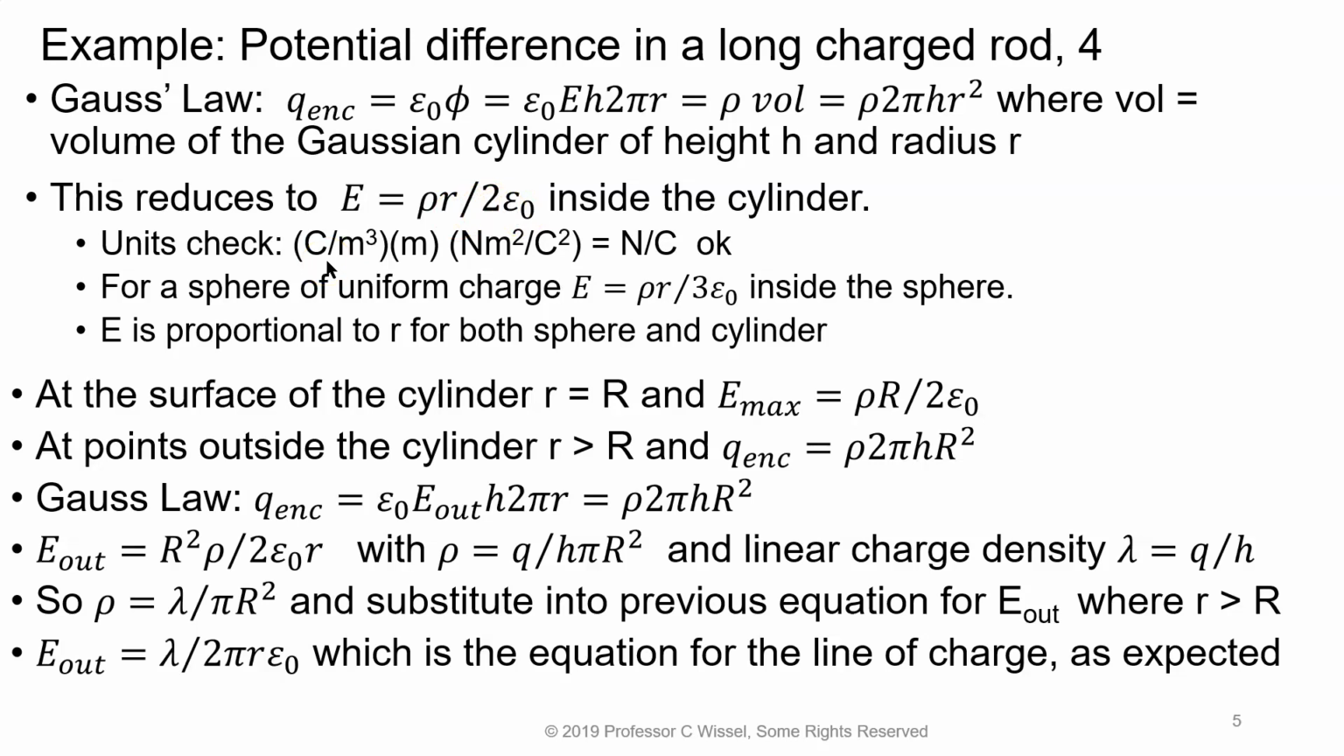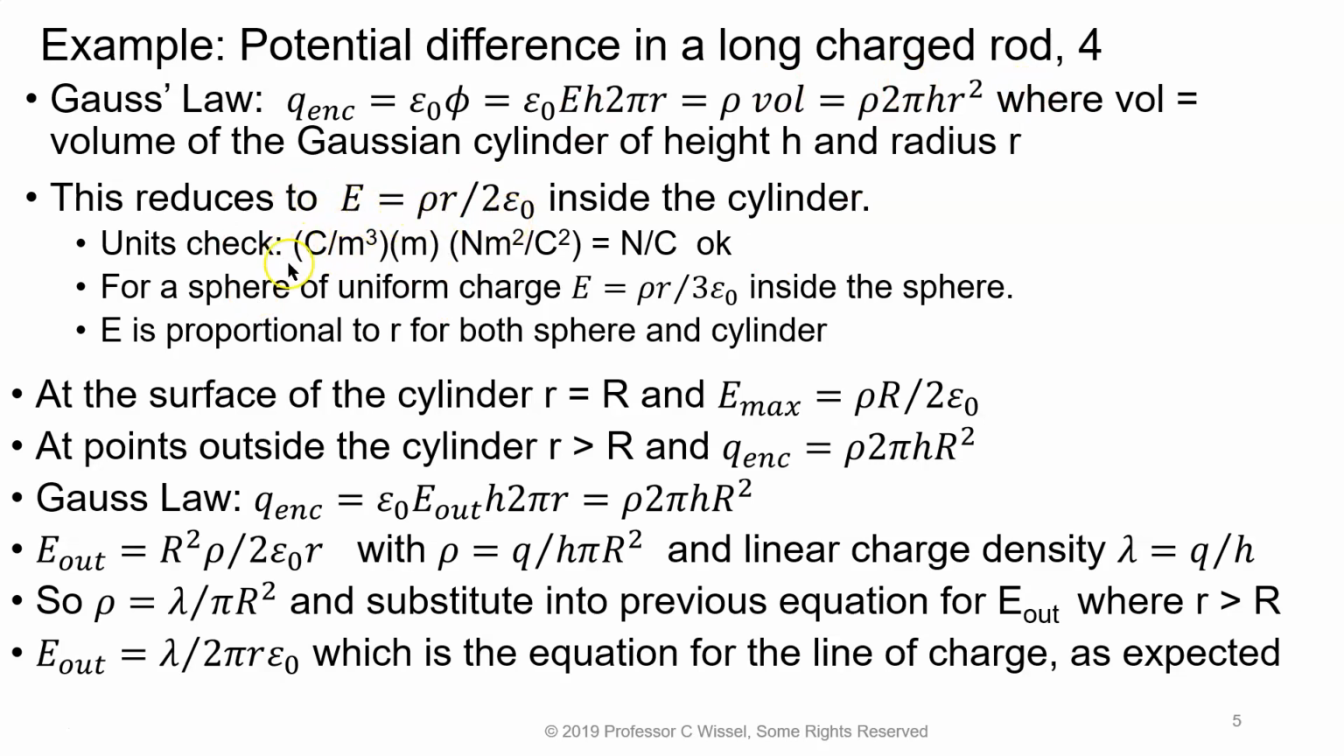Always check units, because if you don't check units, you can miss things like an extra r in here, where you forgot to cancel out one of the r's. I did that the first time I did this problem. I wondered why the units didn't check out. That alerted me that I had made a mistake there. Okay, so E equals rho r divided by 2 epsilon naught.